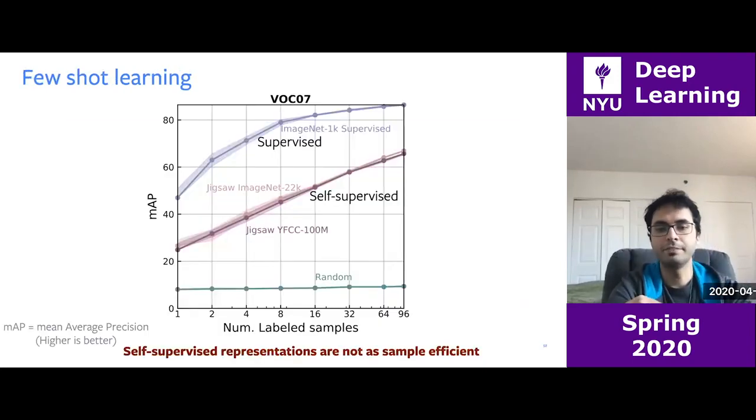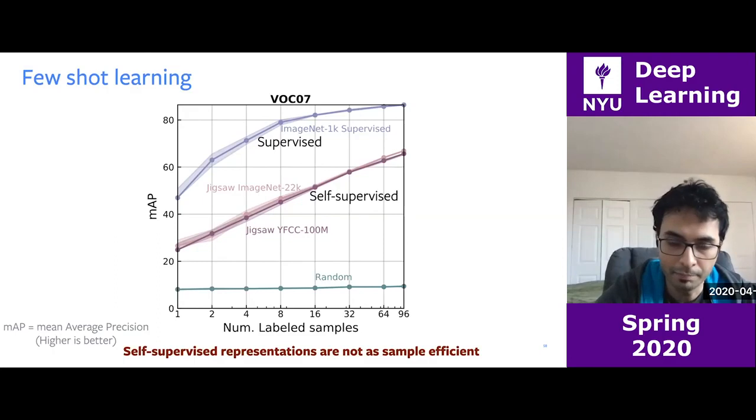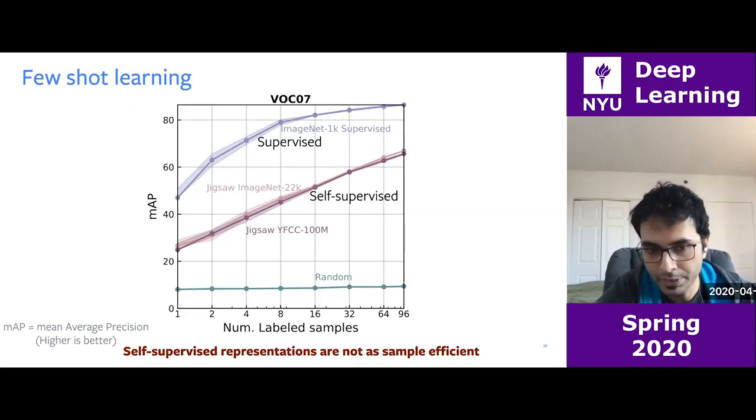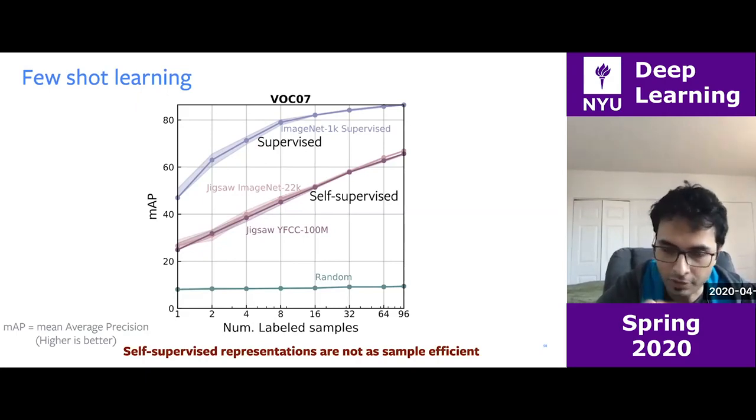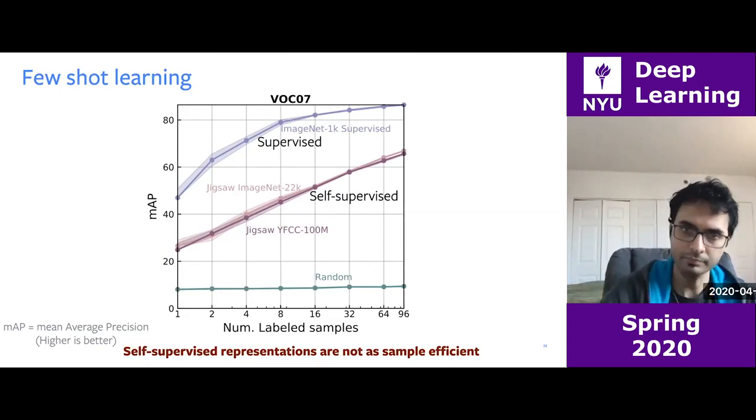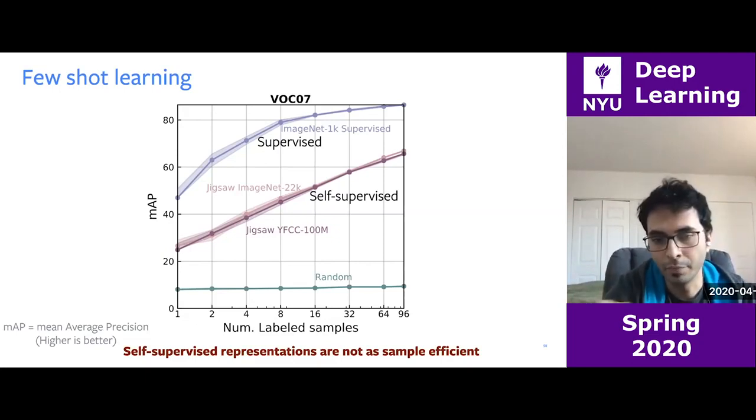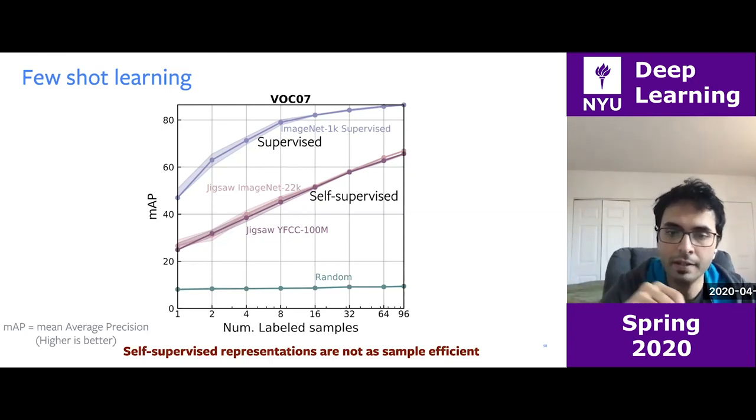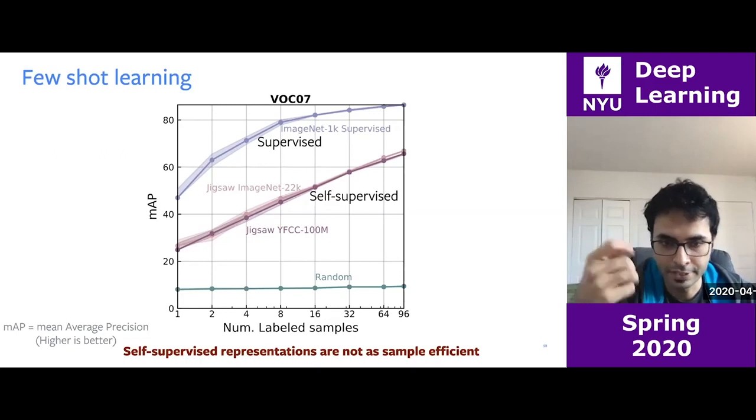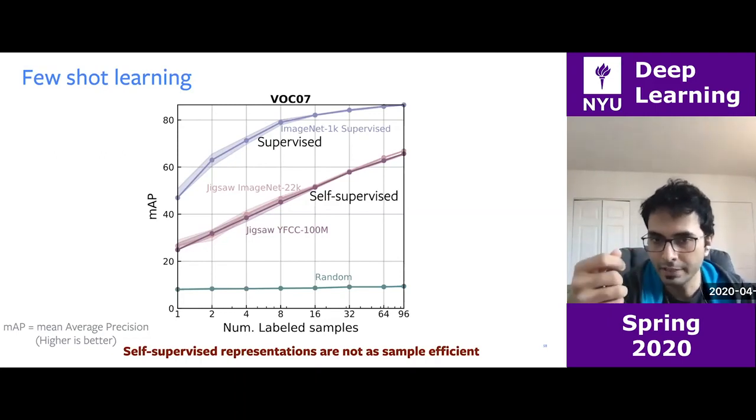So finally, we found the Achilles heel of this method, the jigsaw pre-training task. To do this, we evaluated on a setting called few-shot learning. In few-shot learning, you have a very limited number of training examples, and you're training your classifier just on these. On the x-axis, I have the number of training examples used to train a method, from say 1 to 96. And I'm showing you curves for two different self-supervised methods: jigsaw trained on ImageNet, which is on the top, and a random ResNet 50.